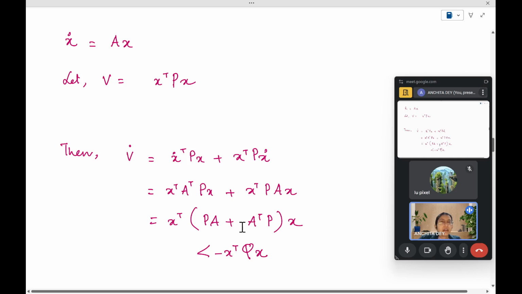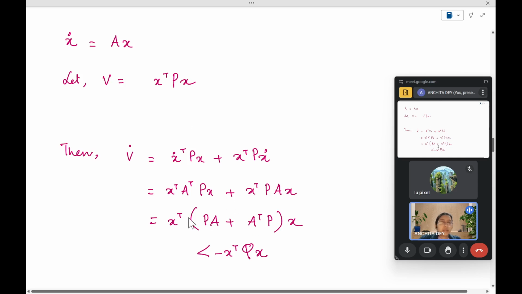It won't be negative semi-definite, it would be negative definite. If it was negative semi-definite, that means one of the eigenvalues would be equal to 0, or there would be a complex conjugate pair lying on the imaginary axis. All those situations would appear, which is not the case. It's straightforwardly said that A is Hurwitz.